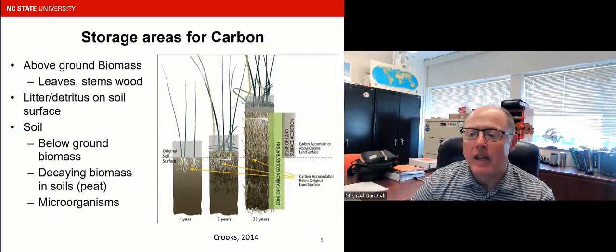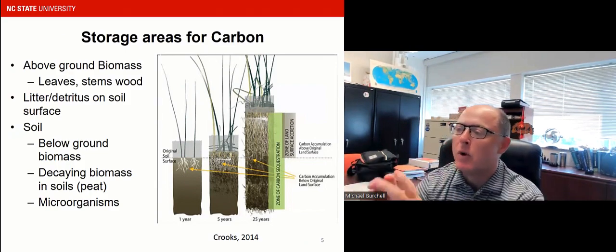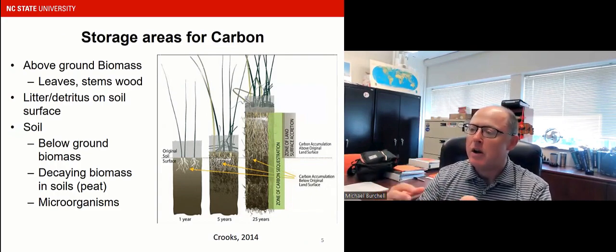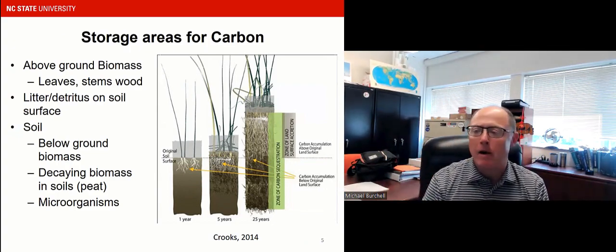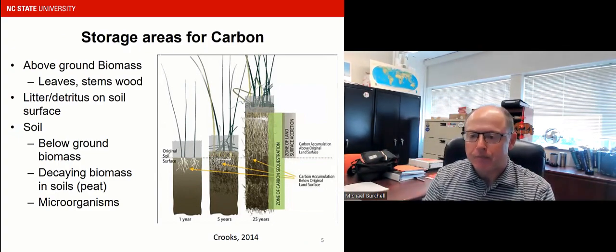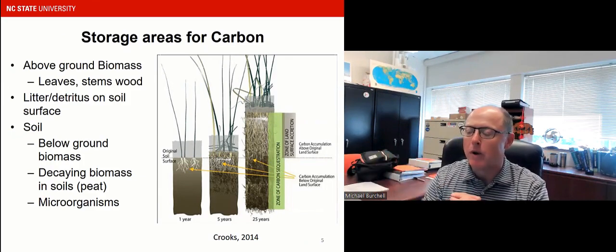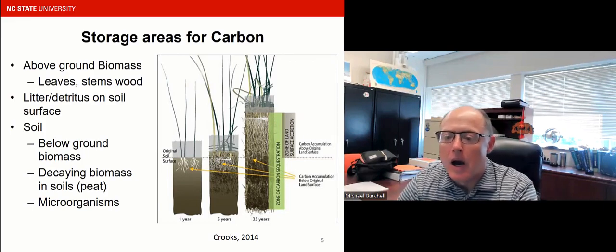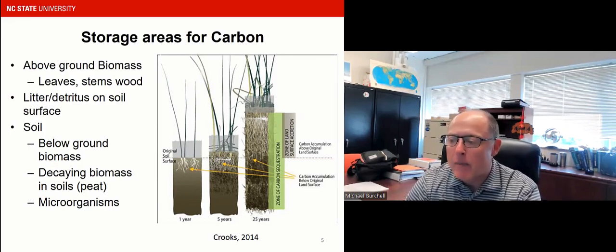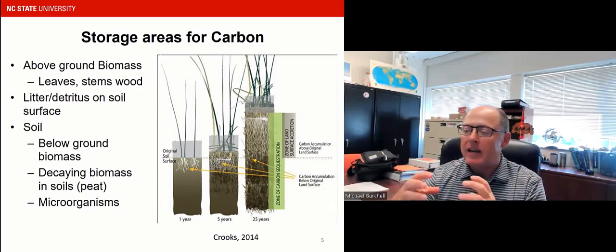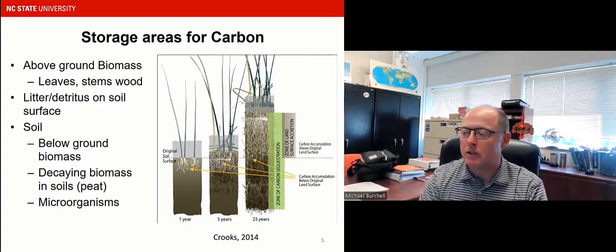So where are the storage areas for carbon? You're talking about above ground biomass, the leaves, the stems, the wood of whatever vegetation is here. But you're also talking about the litter and the detritus that might be on the soil surface. Those are considered sometimes long, sometimes short pools for carbon storage. But in the soil, you've got below ground biomass and decaying biomass in soil. If you think about what peat is, that is decaying biomass that accumulates in soils. And then one that we don't often think about is microorganisms.